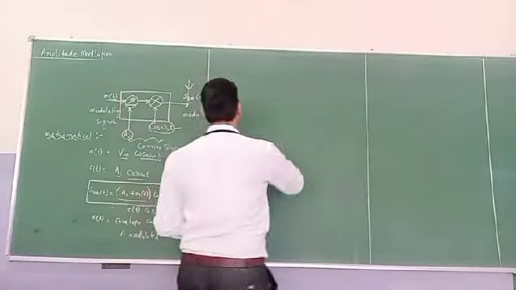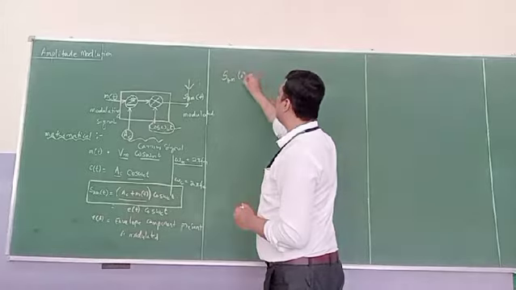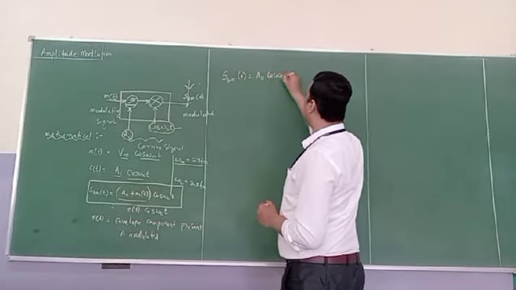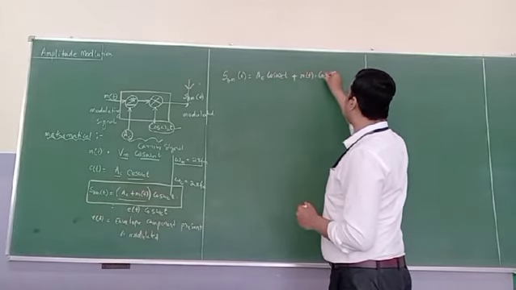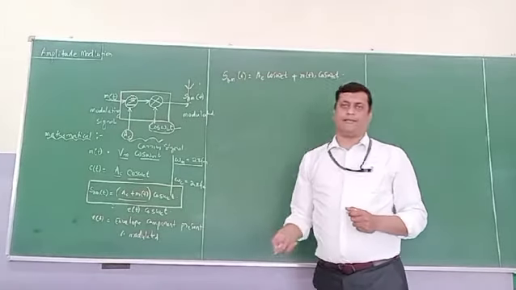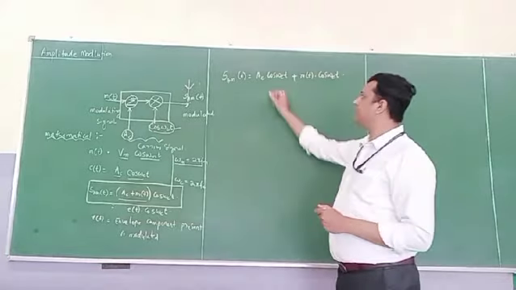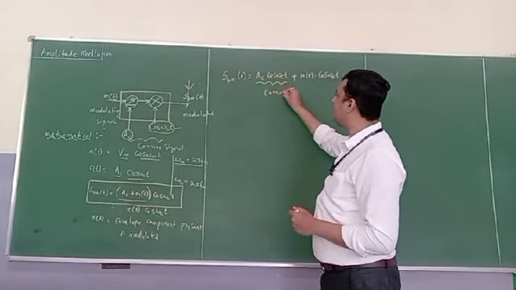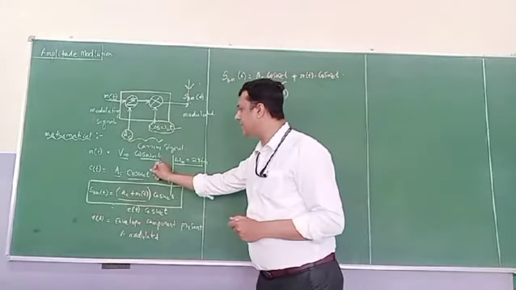Now if I elaborate this, S_AM(t) equals A_c cos(ωct) plus m(t) into cos(ωct). Okay, so this is the equation that we generate for the AM signal. Now this equation indicates the presence of carrier. This is the presence of carrier, because A_c cos(ωct) we have considered as the carrier component.